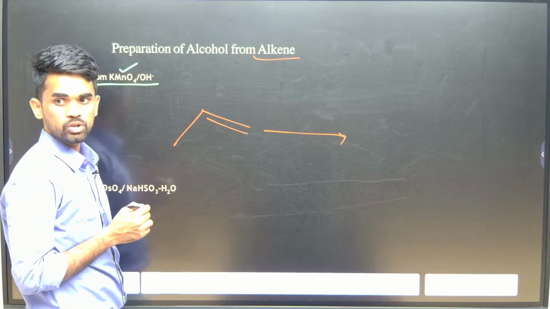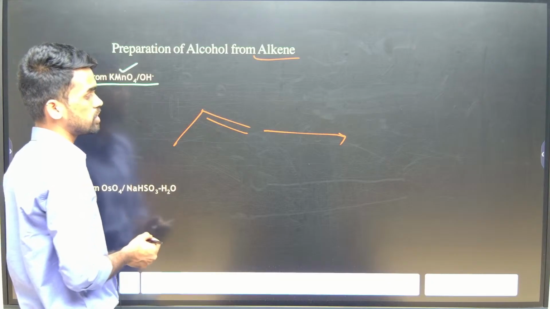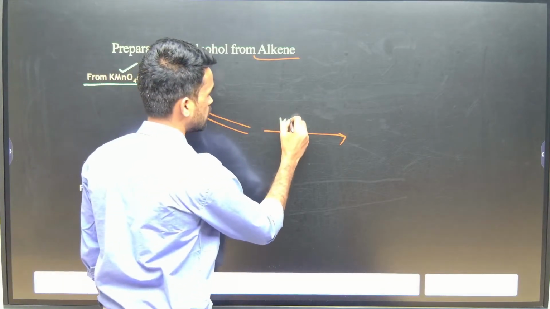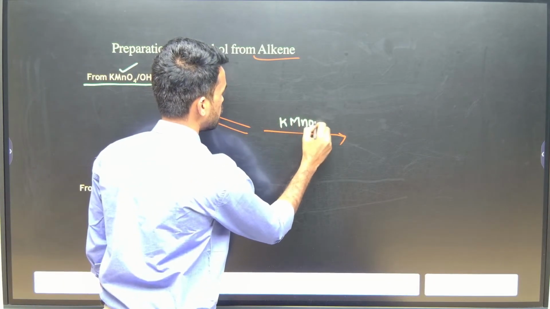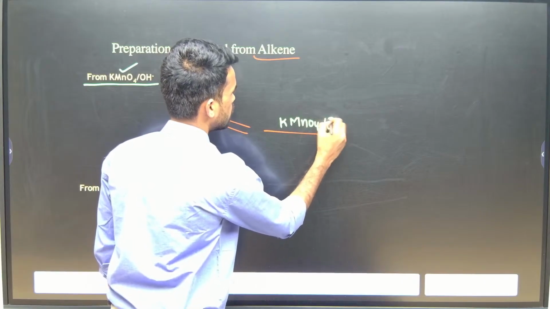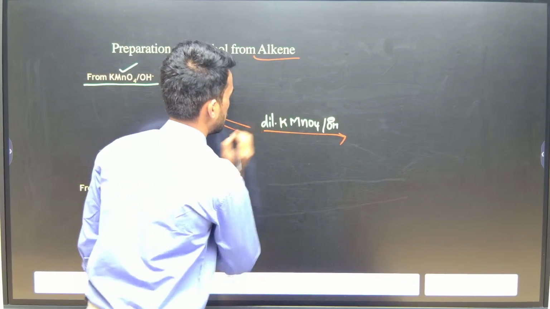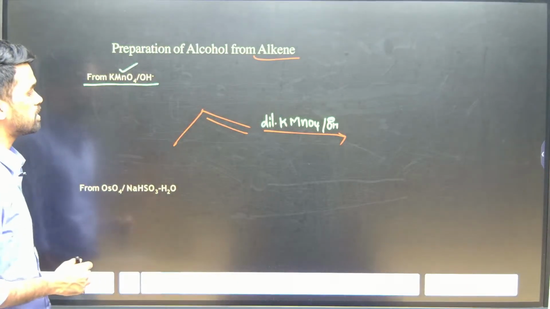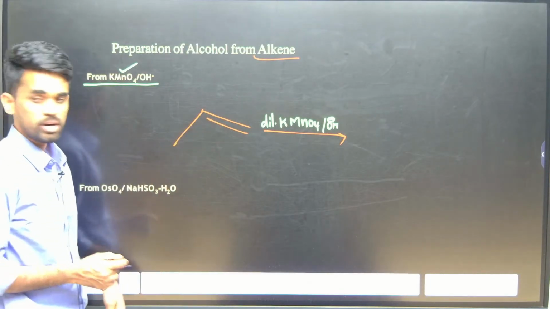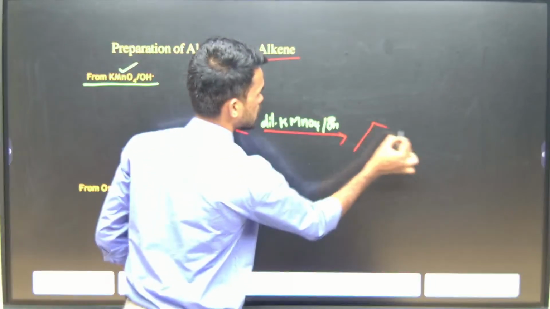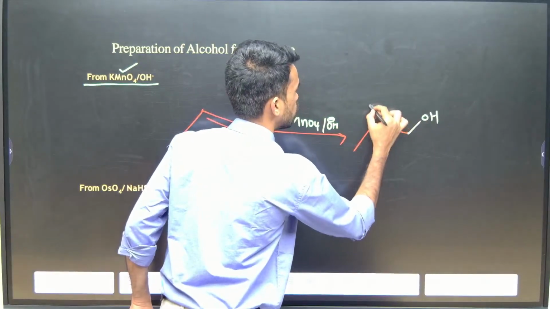Okay, cold dilute KMnO4, or they will say Baeyer's reagent. All these things are the same, only here the reaction will be the same. KMnO4 in basic medium, dilute KMnO4 also they will mention. Now what happens is, just remove this double bond. After removing the double bond, wherever the double bonds are there, that carbon should now gain OH groups. OH here and OH here, like this.